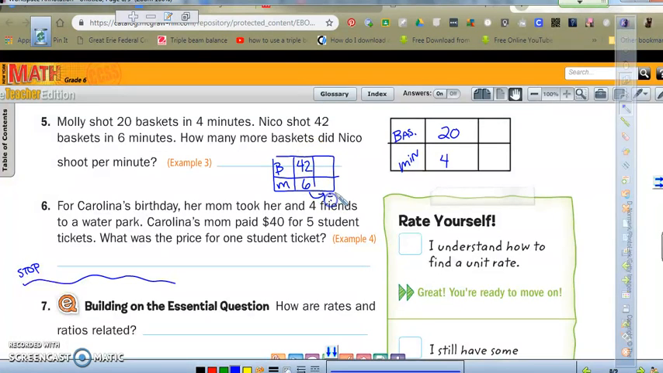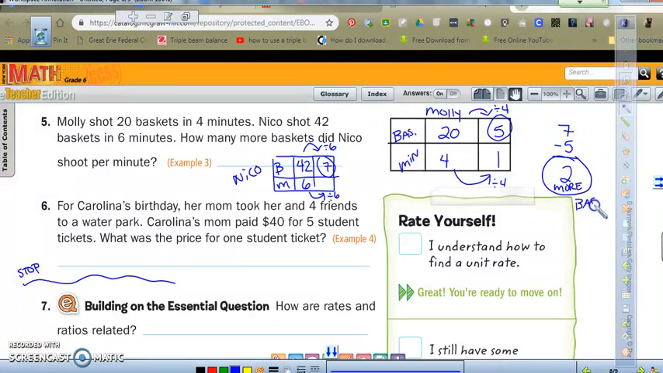So we'll do this one first. Divide by 6. I get 7. So Nico shot 7. Divide by 4 because we want this to be 1. That gives me 5. So Molly shot 5. So how many more baskets did Nico get? 7 minus 5 is 2 more baskets.